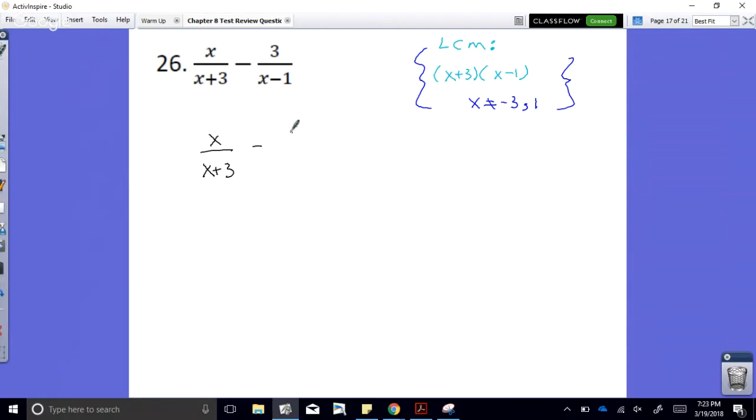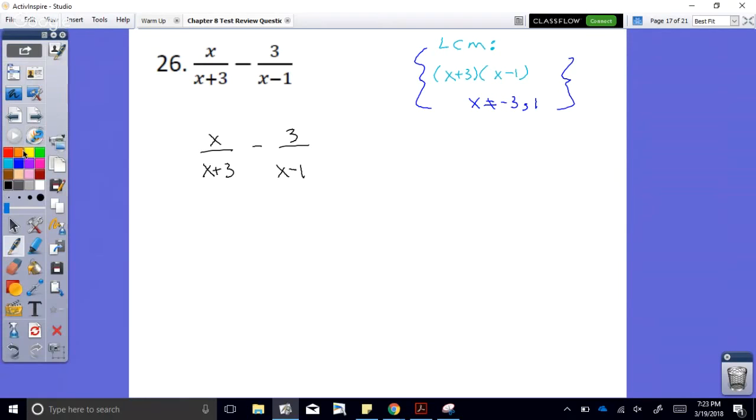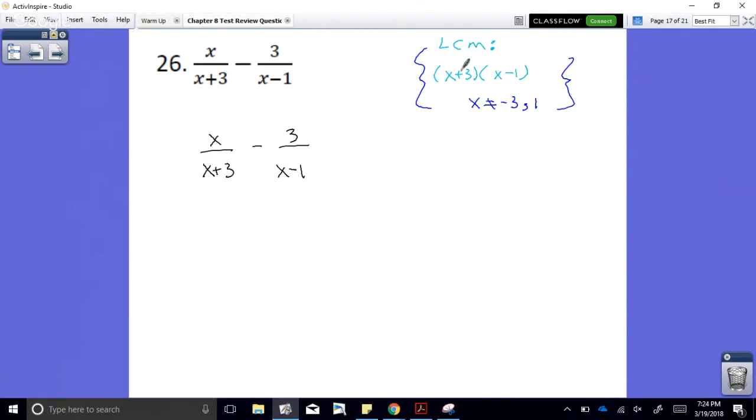So I have an x over x plus 3 minus 3 over x minus 1, and we're going to multiply fancy 1 by what's missing. So this left piece has the x plus 3, but since it's missing the x minus 1, I'm going to multiply top and bottom by x minus 1. Over here on the right, it has the x minus 1, but it's missing the x plus 3. So I'm going to multiply top and bottom by x plus 3.